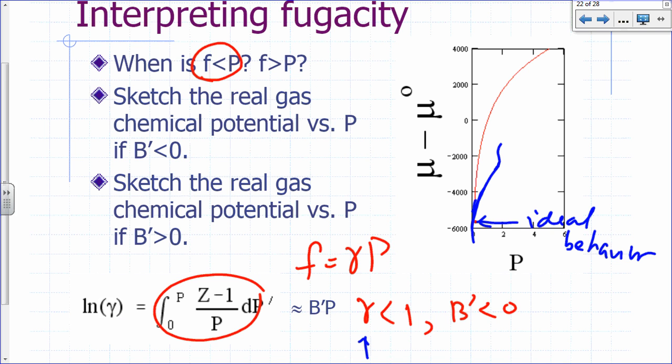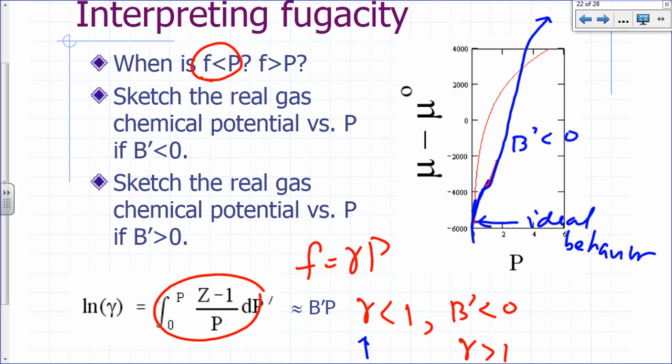Eventually, what happens? Gamma eventually becomes greater than 1. It will always end up becoming greater than 1. So eventually gamma is going to catch up, and your fugacity will be higher than your pressure, and so your chemical potential will be higher than the ideal. That's the kind of curve you'd get if B prime is less than 0.